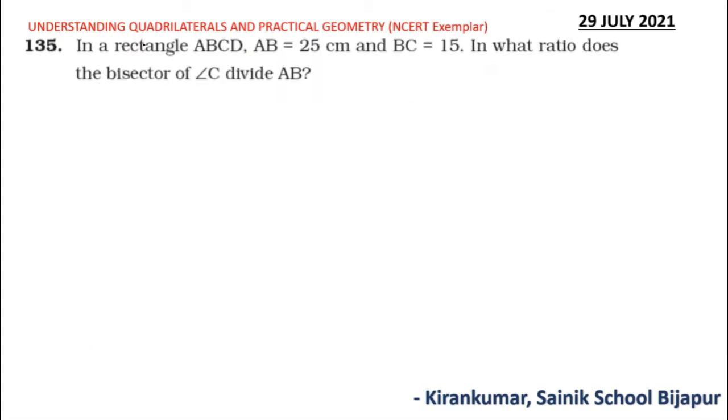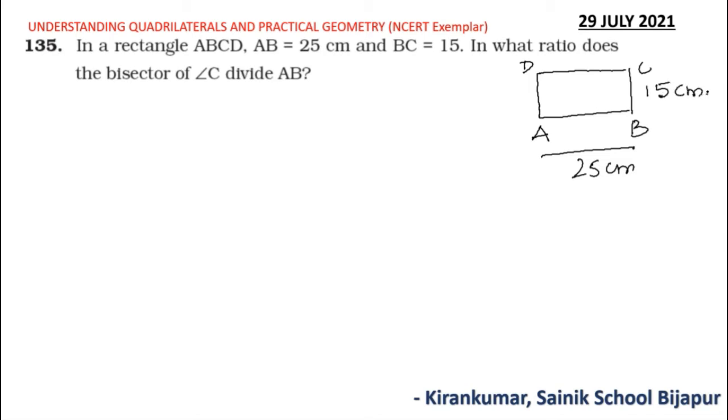Question number 135. In a rectangle ABCD, AB is 25 centimeters, BC is 15 centimeters. In what ratio does the bisector of angle C divide AB? Let me consider a rectangle. I am drawing a rough figure. Let me name this rectangle with the letters A, B, C, D. The length of AB given is 25 centimeters. And the length of BC is given as 15 centimeters. They have asked the question: in what ratio does the bisector of angle C divide AB?